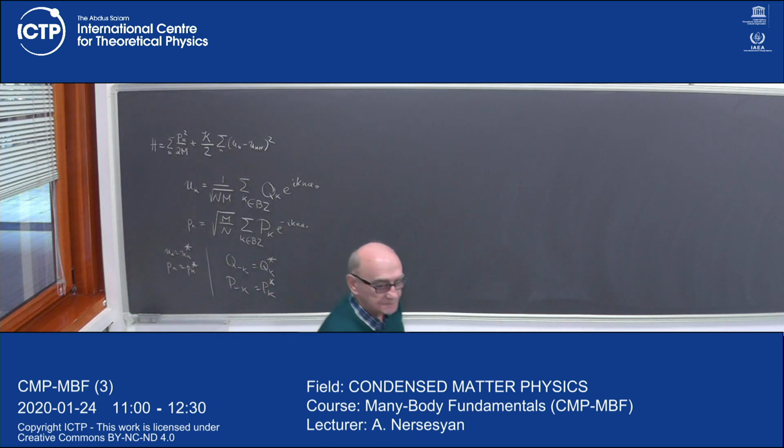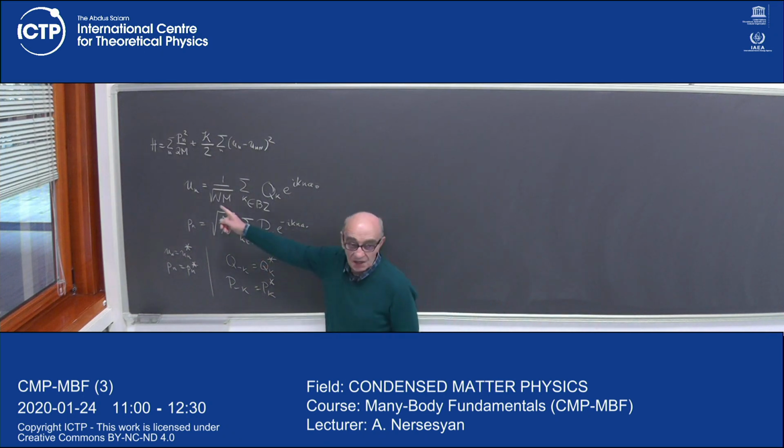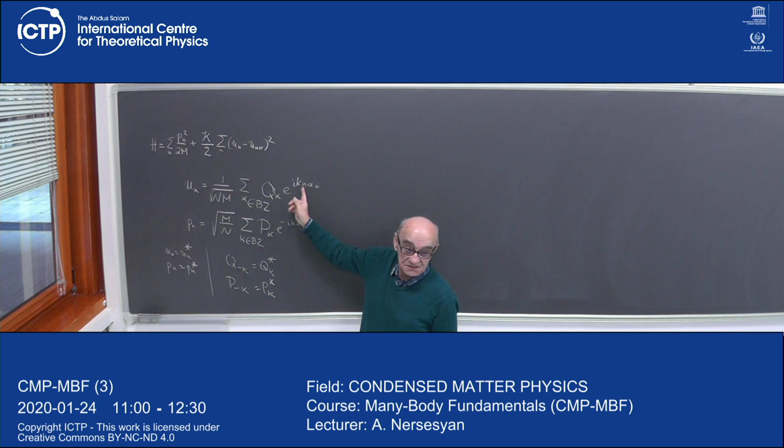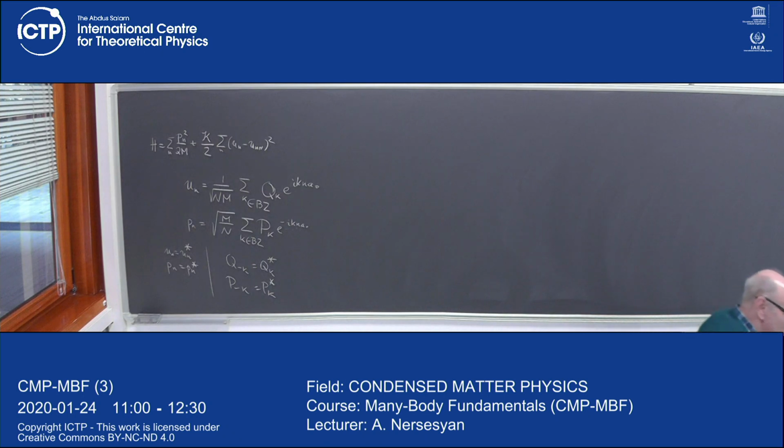You agree, right? Because if I take a complex conjugate, suppose here, I change the sign in this exponent to bring it back and make a transformation k to minus k, and this is why I have this. This is an important thing, by the way. It's not as innocent as it might look at first sight.